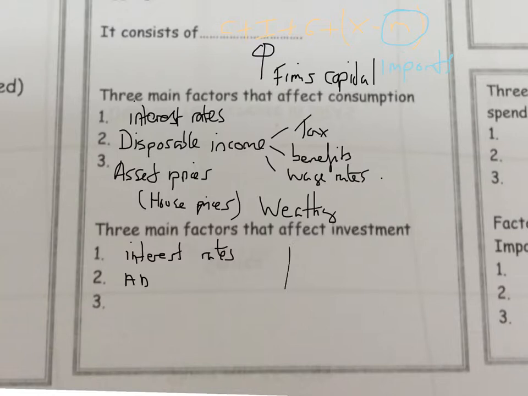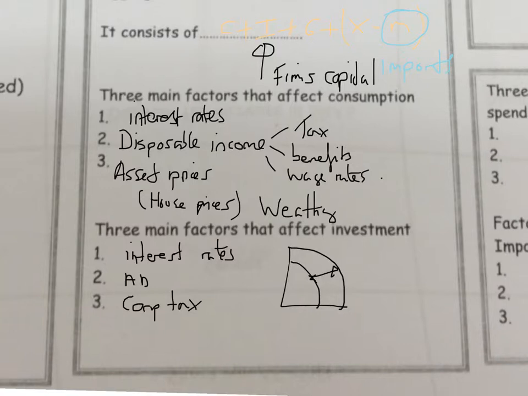If a firm is at this point on its PPF, like right on the edge, if demand goes up, the only way they can meet that demand is by investing and making more stuff, and having more machinery and things like that. But the third one is corporation tax. And the UK have been reducing their corporation tax again and again and again. It used to be 28%.